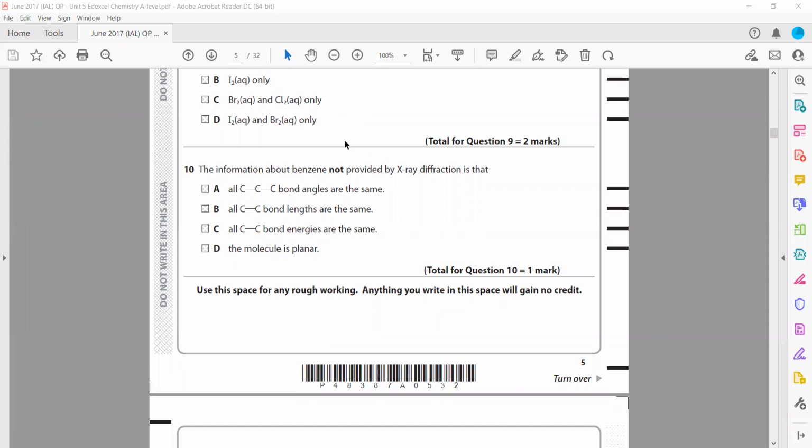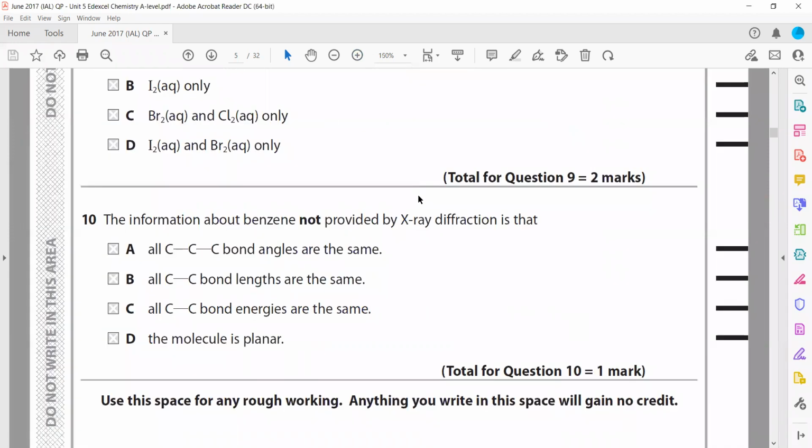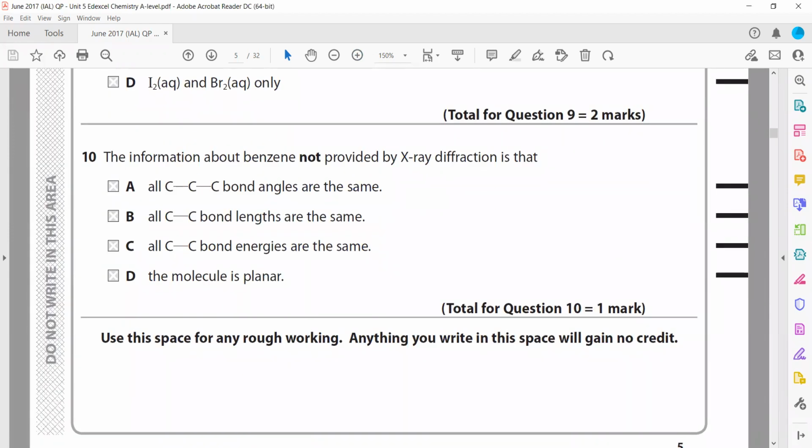Information about benzene not provided by X-ray diffraction: in X-ray diffraction, when we pass X-rays whose wavelength is equal to the gap, they diffract. That's called X-ray diffraction. So what information does it not provide? Yeah, that's true. It does not provide that all the carbon-carbon bond energies are the same, because X-ray diffraction can show the bond angle, the bond length, and whether it's planar, but does not show anything about the energy of the bonds.